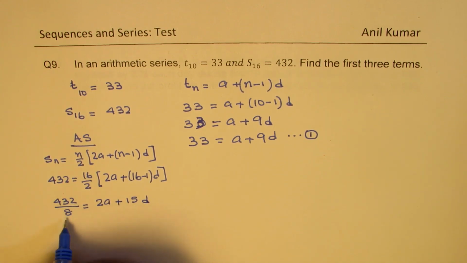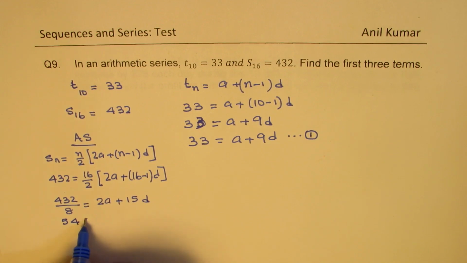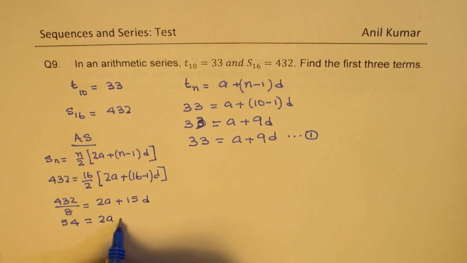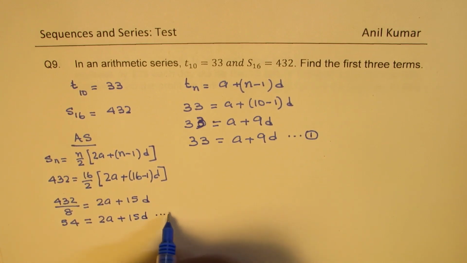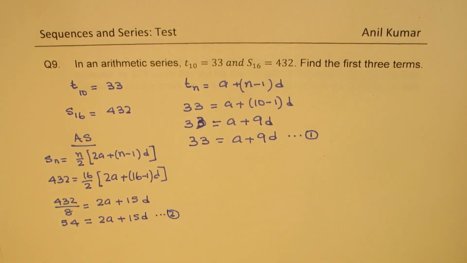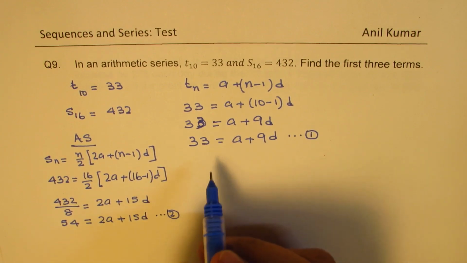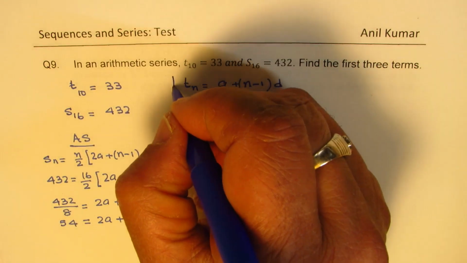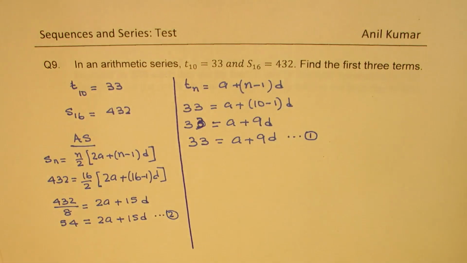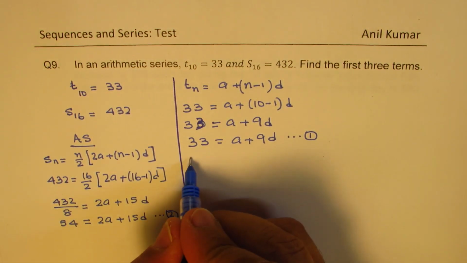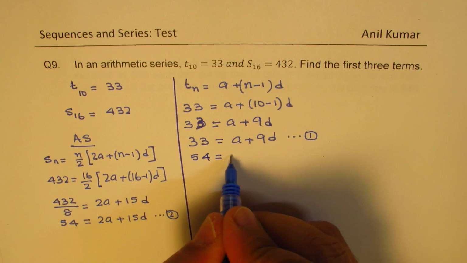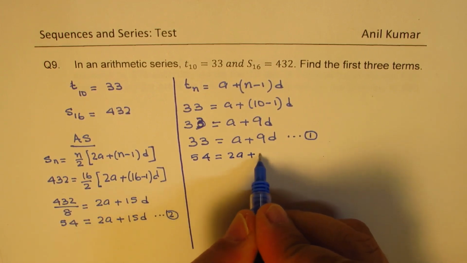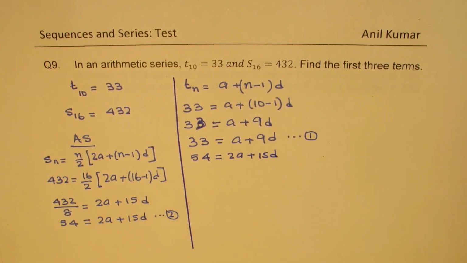Dividing 432 by 8, we get 54. So 54 is 2a plus 15d, right? So this is our equation number 2. Let's rewrite this equation here. So we have two equations and two unknowns, which we can easily solve. We have 54 equals 2a plus 15d.